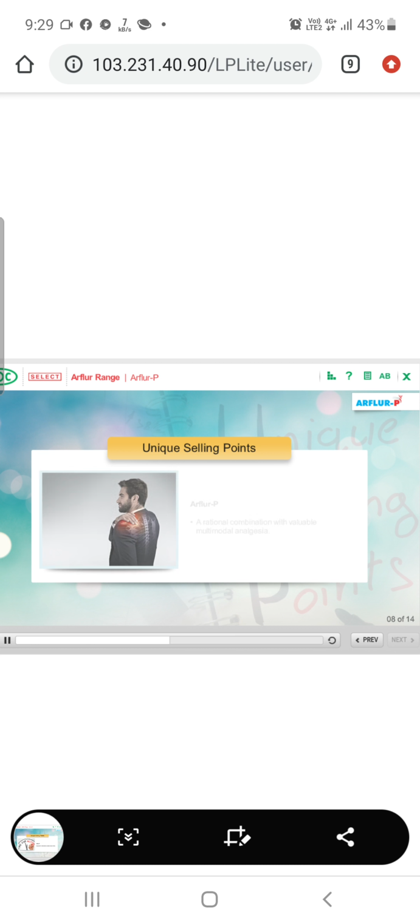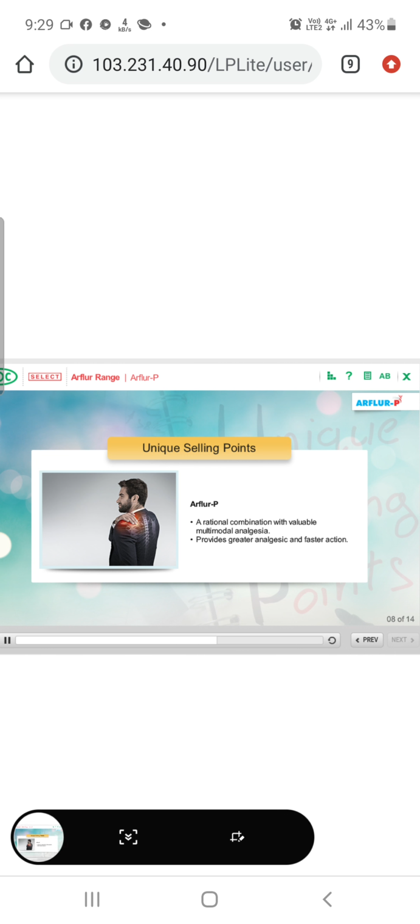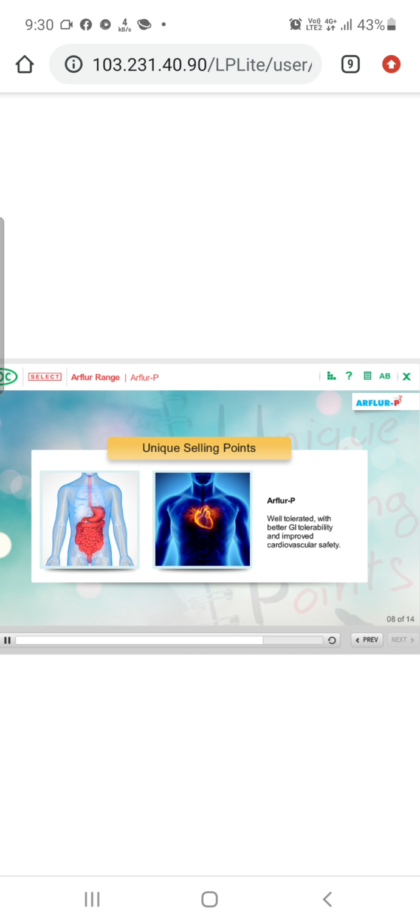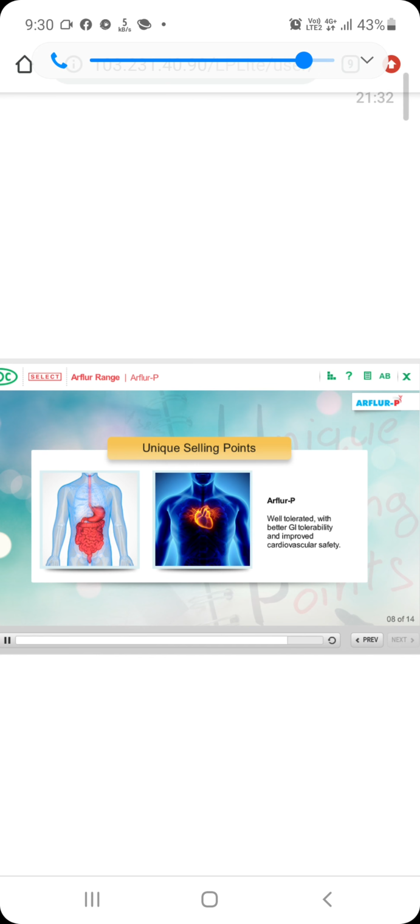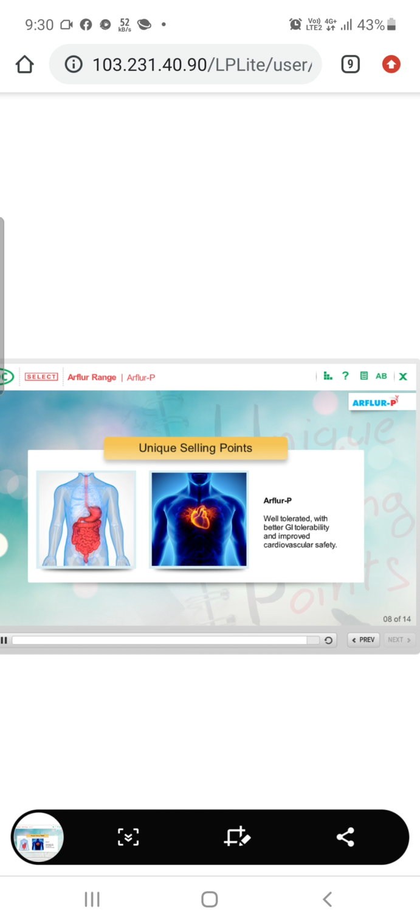Arflur P is a rational combination with valuable multimodal analgesia. It provides greater analgesic and faster action. It is well tolerated with better gastrointestinal tolerability and improved cardiovascular safety.